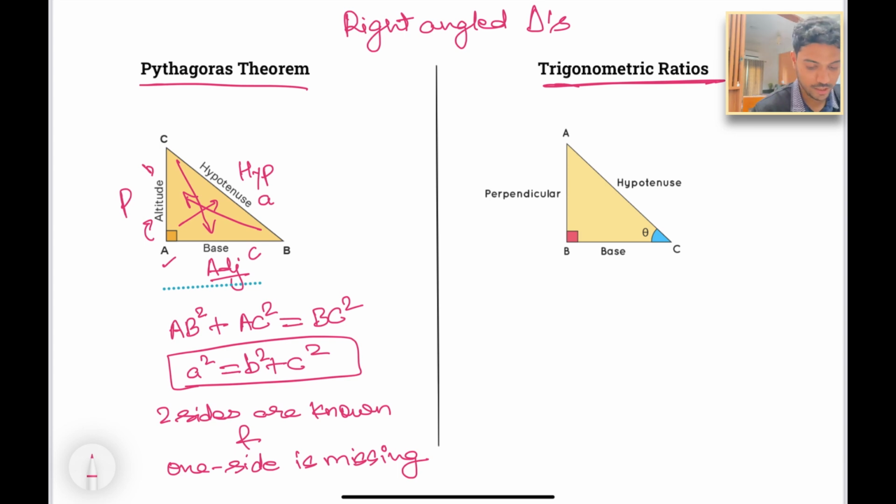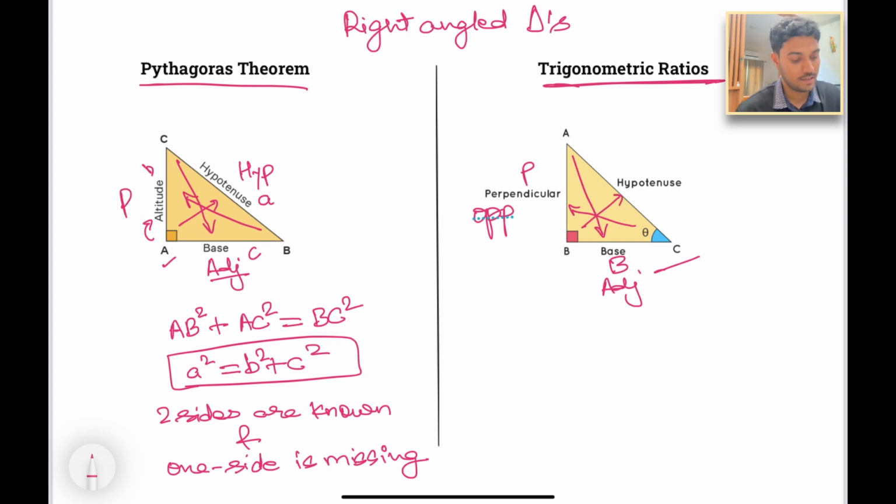In trigonometric ratios, again the labeling remains the same. So if this is the angle theta at vertex C, the opposite side will be its opposite, also known as perpendicular P. Side opposite to angle A is your base, so labeled as B or also known as adjacent, and the side opposite to the right angle is known as hypotenuse, and it can be labeled as capital H. So this is a right angle triangle.